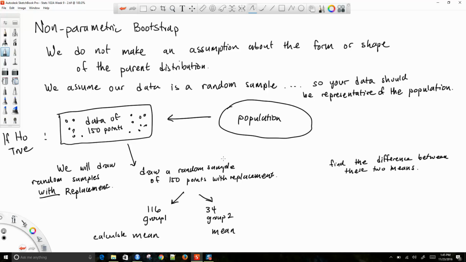Yes? How would you want to ever draw more than the original number of points that we got from the population? I'm trying to think what the implications of that would be. Generally, I'm not sure. I'm trying to think why you would want to do that.